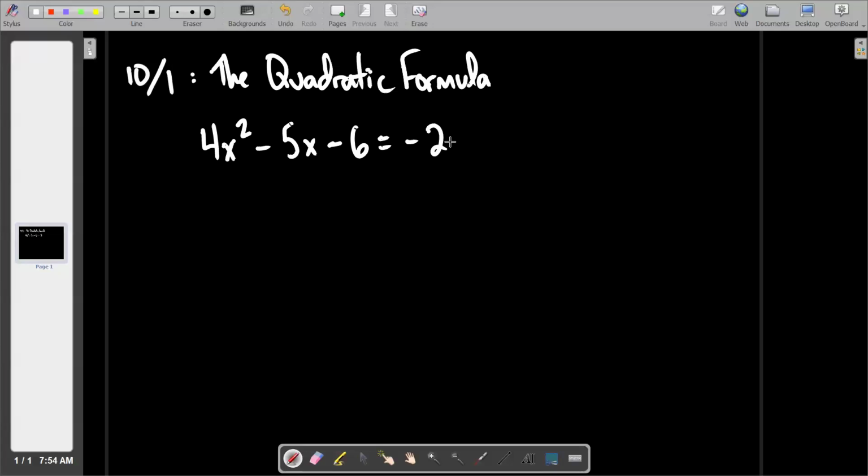Negative plus or minus square, b squared minus 4ac all over 2.